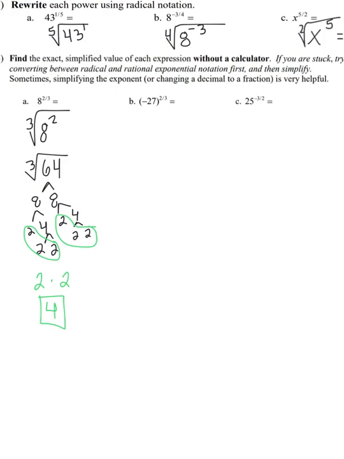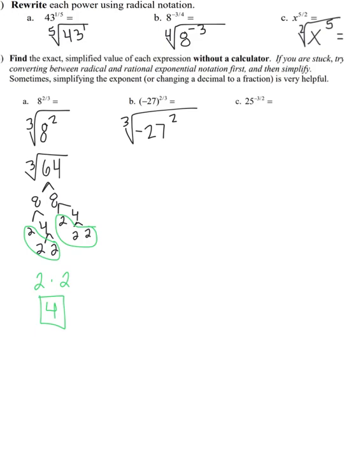So let's try that one more time here with example B. So I have a negative 27, and that's raised to the 2/3. So remember, the 2 is our exponent, and the denominator, the 3, means it's an index of 3. It's a cubed root here.